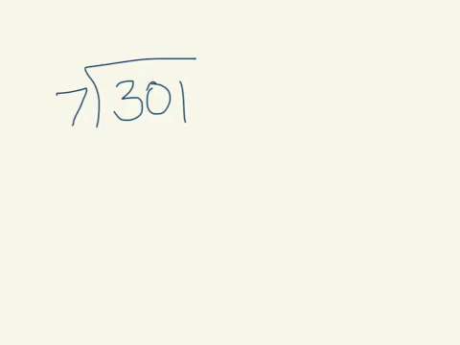All right. Well, let's see. 7 times 10 would only be 70. 7 times 30 would be 210. Let's try that. 7 times 30 is 210. I'm going to subtract 210. And remember, I got to keep track of what I've been chipping away with. 30.